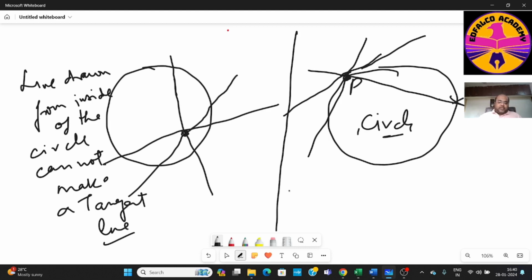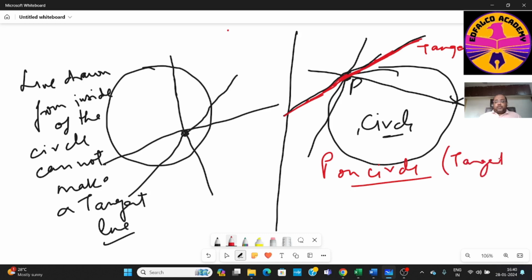But what we are trying to say is that there is one line, which is this line, which can pass through this point, and it will be just touching the circle at one point. And this line will be the tangent. So in this kind of scenario, when the point P is lying on the circle, there is a possibility to make the tangent. Tangent possibility is there, right?